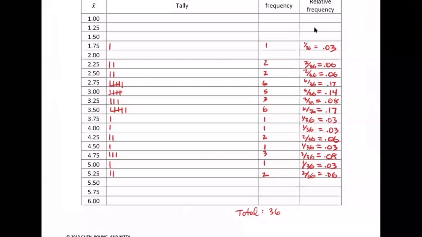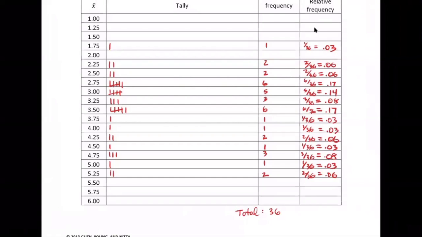And then you can just put in the frequencies, don't bother with relative frequencies. So the 1.75 had a 1, 2.25 had a 2, 2.5 had a 2, 2.75 had 6, 3 had a 5, 3.25 had 3, 3.5 happened 6 times, 3.75 just once, 4 just once, 4.25 twice, 4.5 once, 4.75 3 times, weirdly, 5 once, 5.25 twice. Okay, so get them all in.